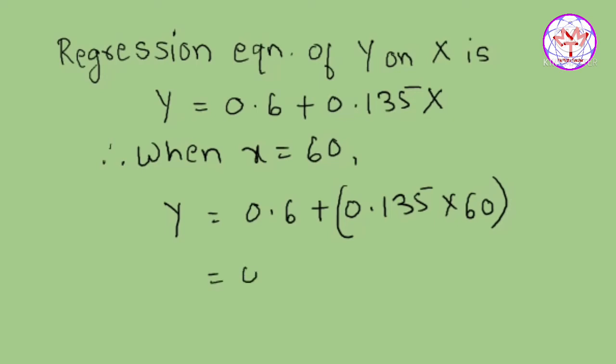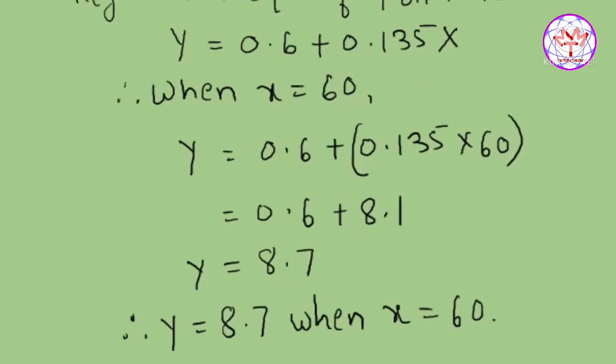So we get 0.6 plus 0.135 into 60, which is equal to 8.1. So this is equal to 8.7. So y is equal to 8.7 when x is equal to 60. So let us write the final answer. The estimated expenditure is rupees 8.7 crores when sales is of rupees 60 crores.